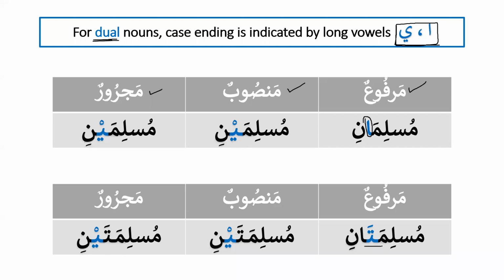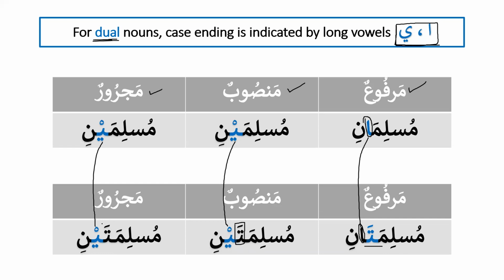And for the feminine, we know that it will be muslimatun. And the dual of muslimatun is what? Muslimatani. So muslimatani, muslimataini. So marfu is muslimani, muslimatani, and mansub and majroor will be muslimaini, muslimataini. Is there something common in all of them? Yes. Alif is common here, and ya is common here, and similarly ya is common here.